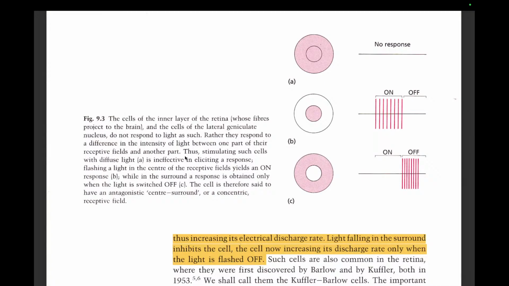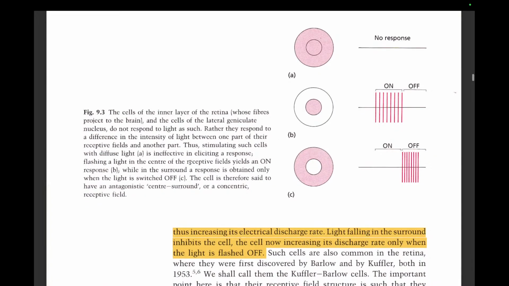Flashing a light in the center of the receptive field yields an on response, while in the surround a response is obtained only when the light is switched off. The cell is therefore said to have an antagonistic center-surround or a concentric receptive field. So concentric meaning this, essentially. Okay, this is what we're looking at when understanding the visual system.